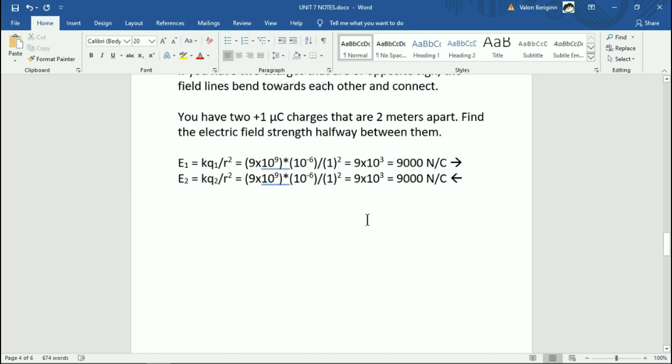Then the question is, what is the total field strength? You add them together. And again, you have to think about the directions. So E total is going to be basically the 9,000 to the right and the 9,000 to the left. So what's the total? 0. You'd have 0 field directly in the middle, right?